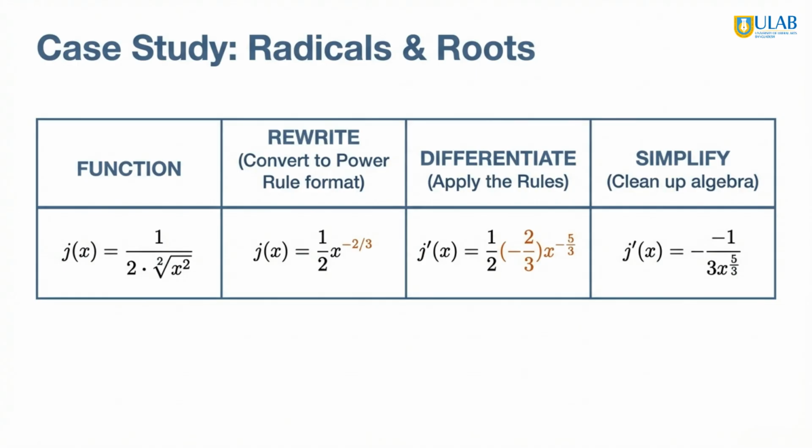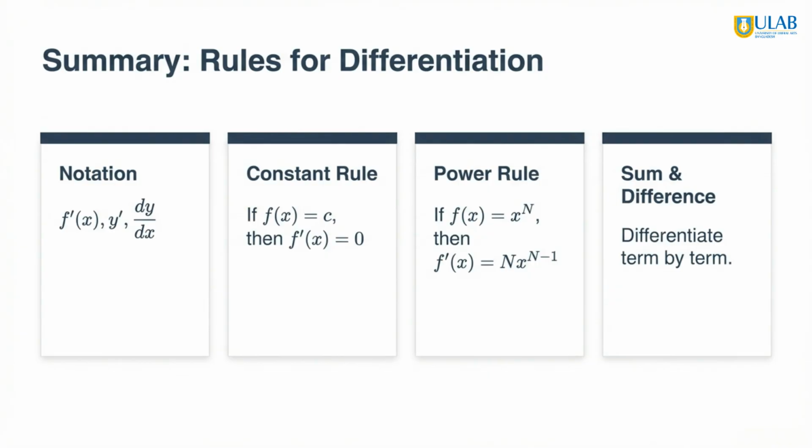For radicals and roots, like j of x, rewrite it into power rule format. Apply the rules to differentiate, then simplify the expression to get the final derivative. In summary, we have notation, the constant rule, the power rule, and the sum and difference rule. These are essential rules for differentiation.